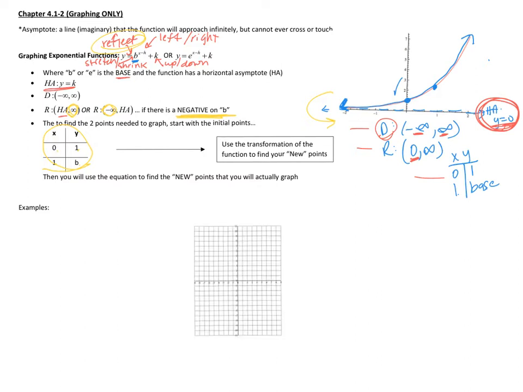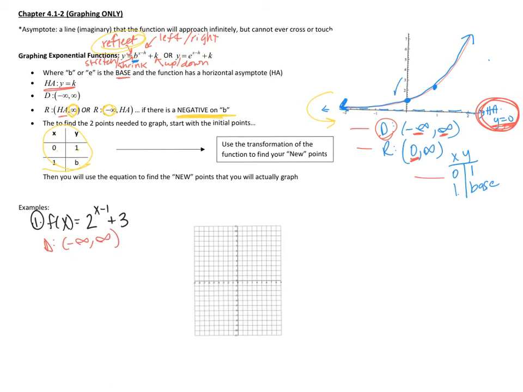So let's say, for example, we have the function f of x equals 2^(x minus 1) plus 3. Right? So the first thing that we want to do is be able to come up with the different elements here. So we know for sure that the domain is going to be all real numbers, right? Because no matter what I do, I'm never going to change those infinities.